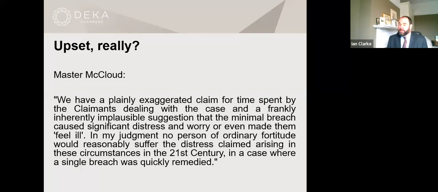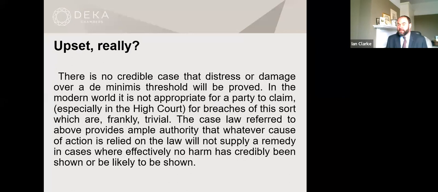And Master McCloud goes on, and you get a tenor of what the Master is thinking from the language. We have a plainly exaggerated claim for time spent by the claimants dealing with the case and a frankly inherently implausible suggestion that the minimal breach caused significant distress and worry or even made them feel ill. In my judgment, no person of ordinary fortitude would reasonably suffer the distress claimed arising in these circumstances in the 21st century in a case where a single breach was quickly remedied. There is no credible case that distress or damage over a de minimis threshold will be proved.